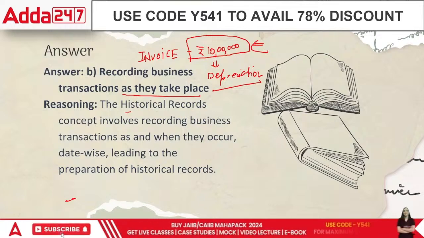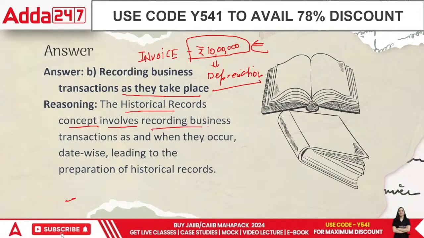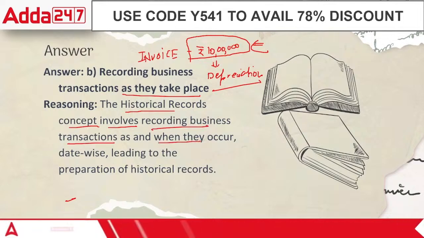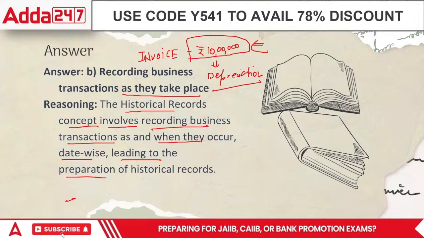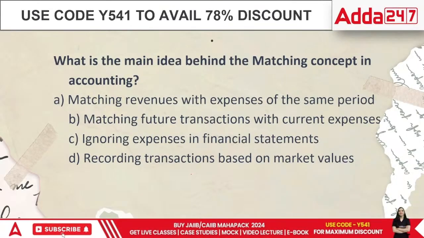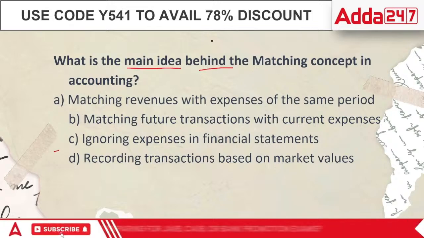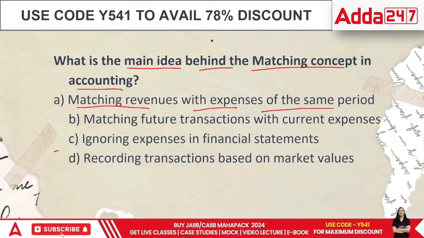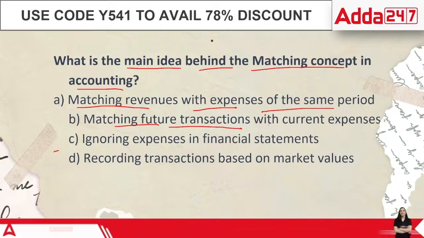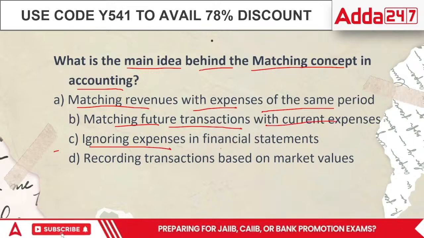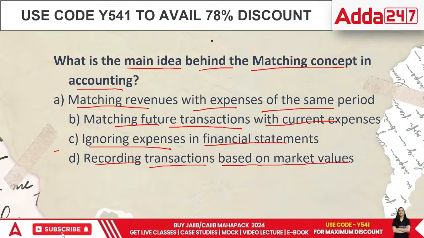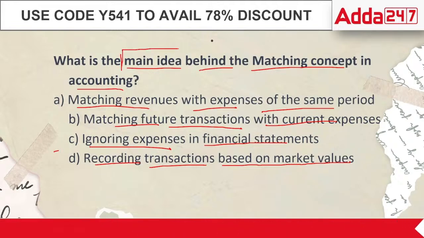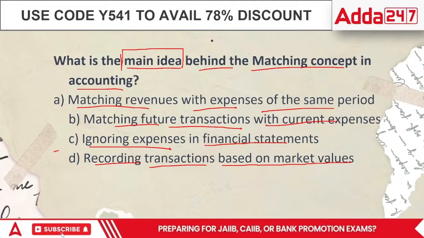So the answer is the historical records concept involves recording business transactions as and when they occur, date wise, leading to preparation of historical records. Now, the next point. What is the main idea behind the matching concept in accounting? Matching revenues with expenses of the same period, matching future transactions with current expenses, ignoring expenses in the financial statements, or recording transactions based on market values. What is the main idea, everyone, behind the matching concept?